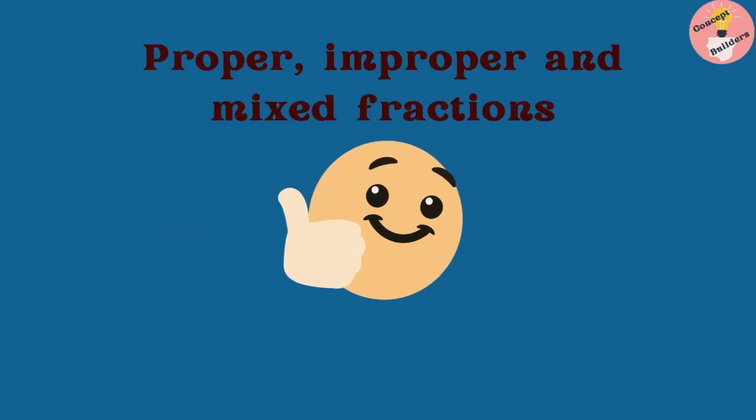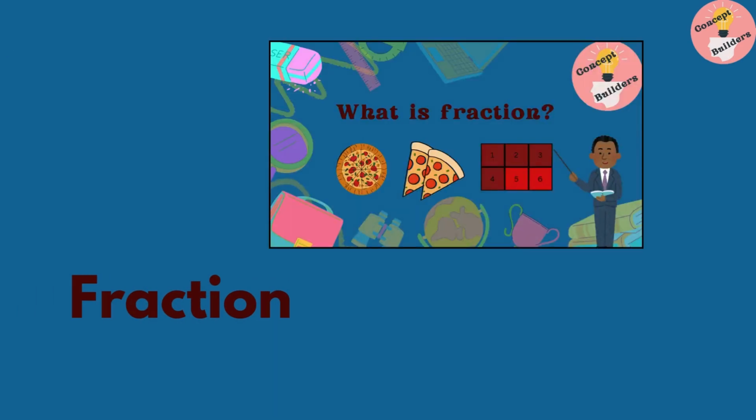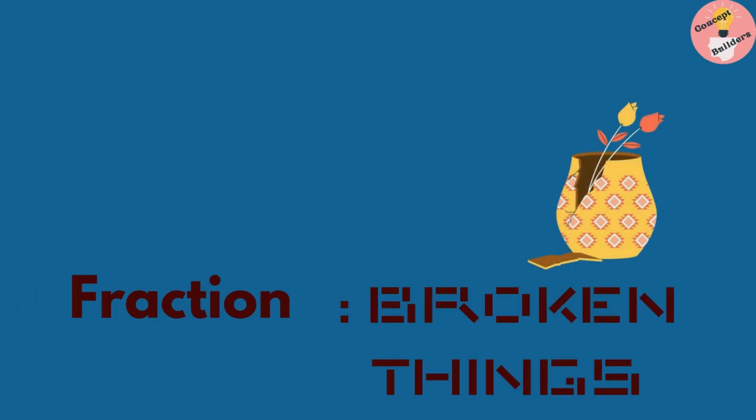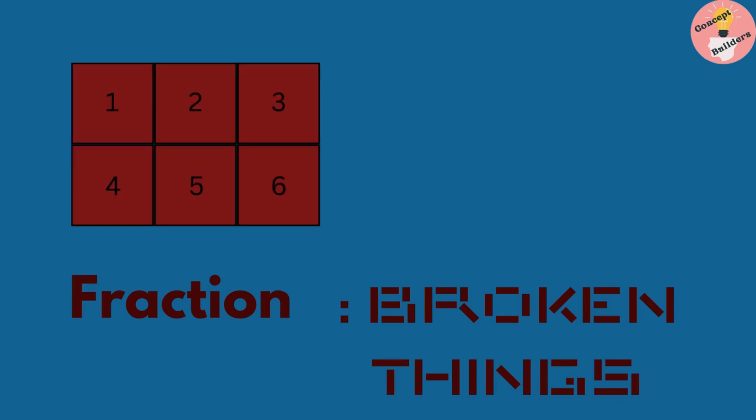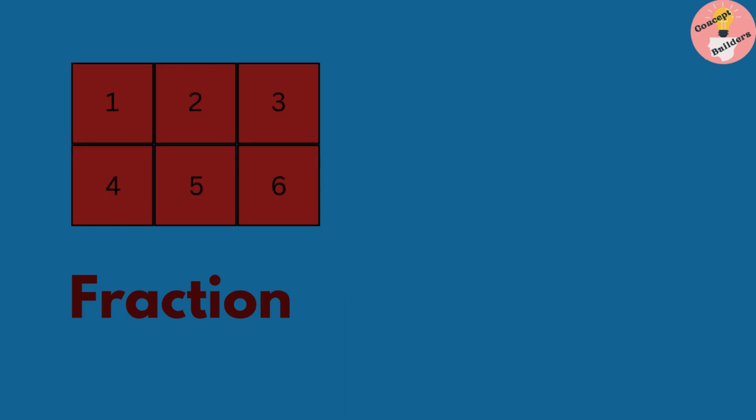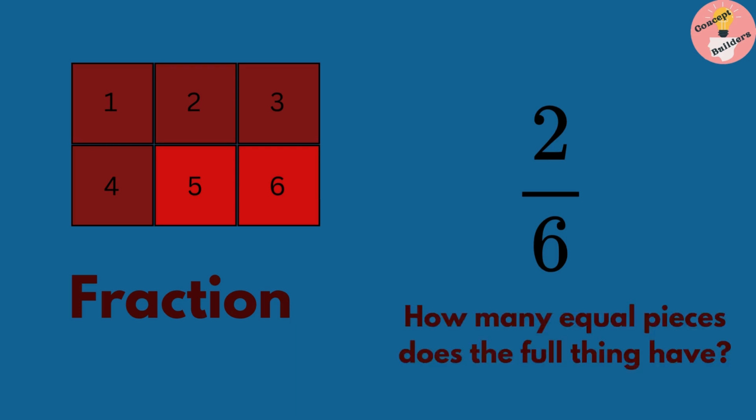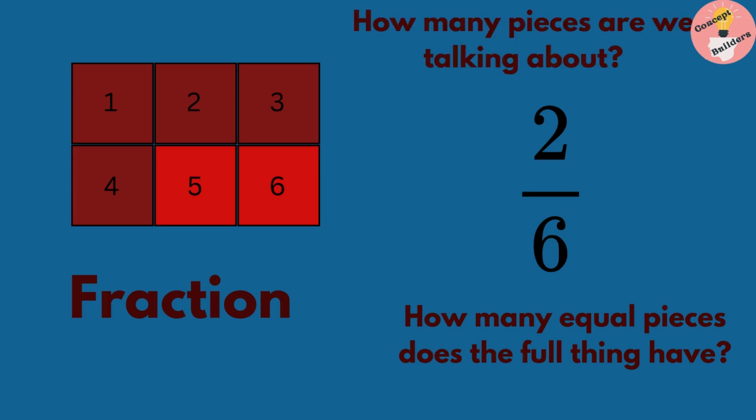Let's jump in. From our video on what is a fraction, we know that fractions talk about broken things or pieces. For example, if I break a full chocolate, pizza, circle, rectangle, or anything else into 6 equal pieces and then take 2 pieces, then I am taking 2 by 6 of the full thing. The bottom of the fraction tells us the number of equal pieces we have divided the whole thing into. And the top of the fraction tells us how many pieces out of those we are talking about.